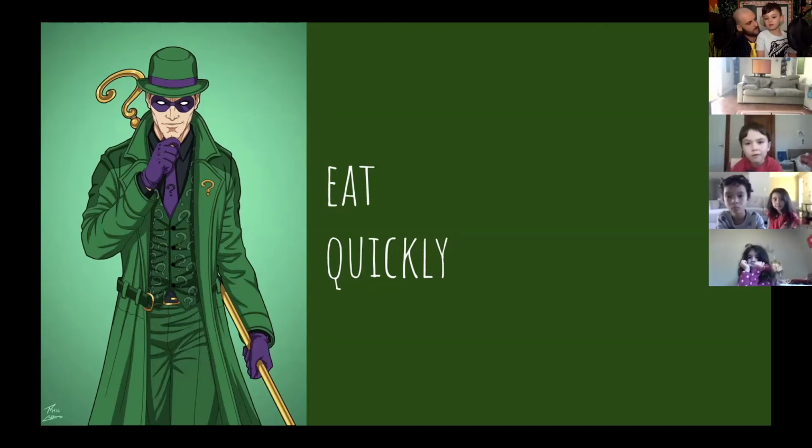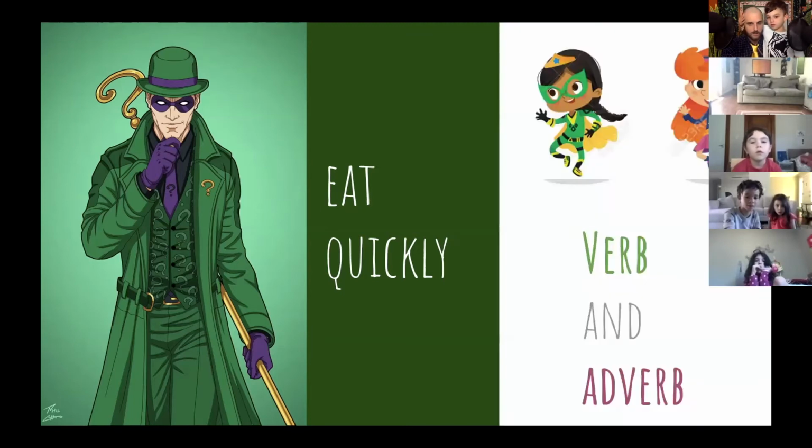Quickly is describing what? Verb. Quickly is describing a verb, right? It's how does that person eat? Well, they eat quickly. So we need the adverb. Adverbinatrix, right? Let's see if we're right. Yes, we need verb girl and adverbinatrix. Very good. Okay, here comes our next puzzle from the Riddler.